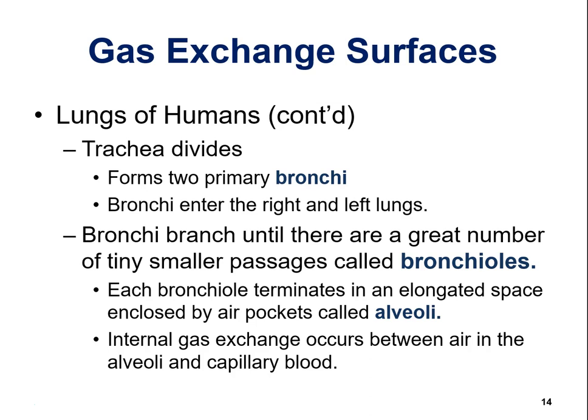Once air gets into the trachea, hopefully not food or anything else like that, usually it's not going to make it that far. That trachea will then divide to form two primary bronchi. Those two primary bronchi will enter the right and the left lungs, and then those bronchi will branch even further into bronchioles. Each bronchiole will terminate in an elongated space called an alveoli. At the alveoli is where the gas exchange actually occurs.